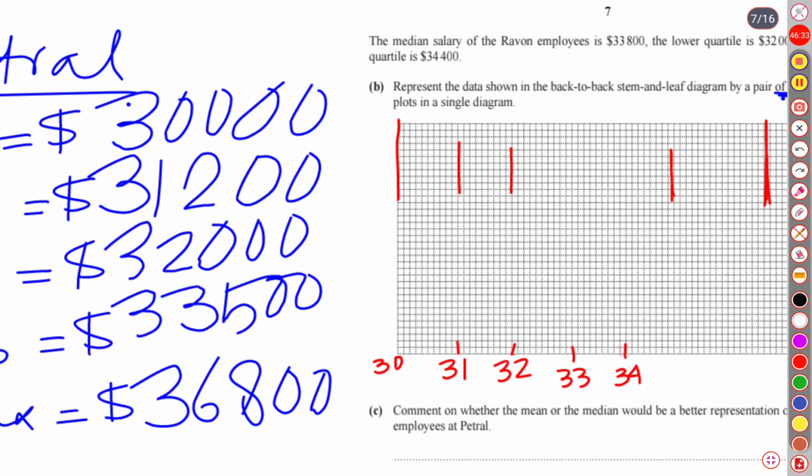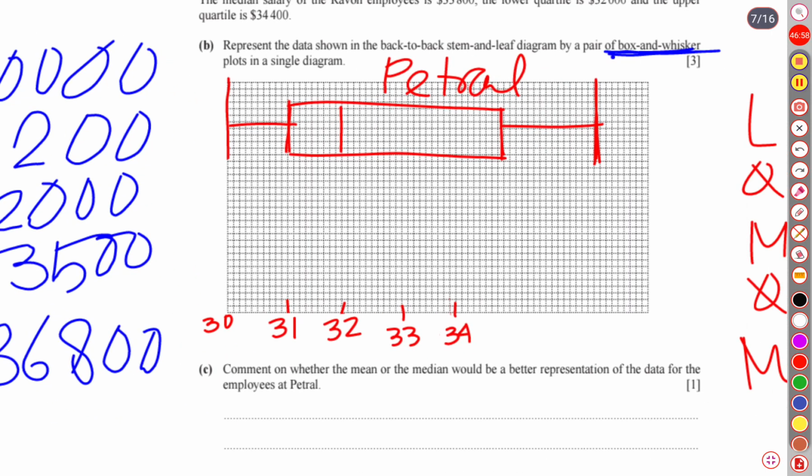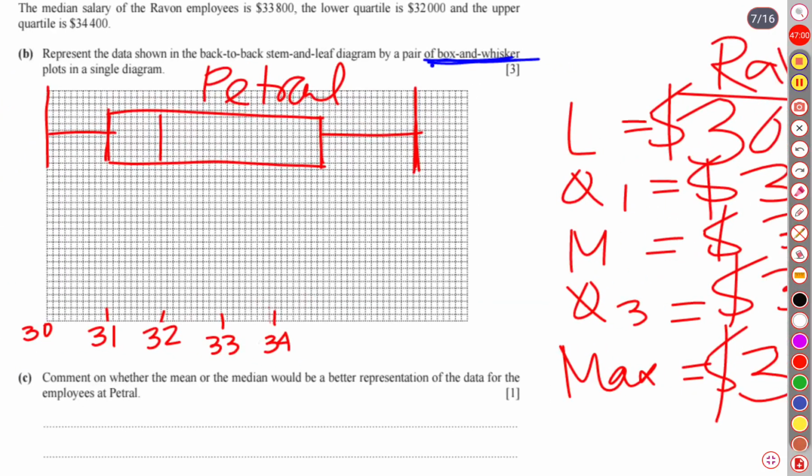Okay, it will be just joined, not like this. It is not straight enough, but you can use your scale for drawing this. So this is our box and whisker plot for petrol. Similarly, we will draw the box and whisker plot for Raven.